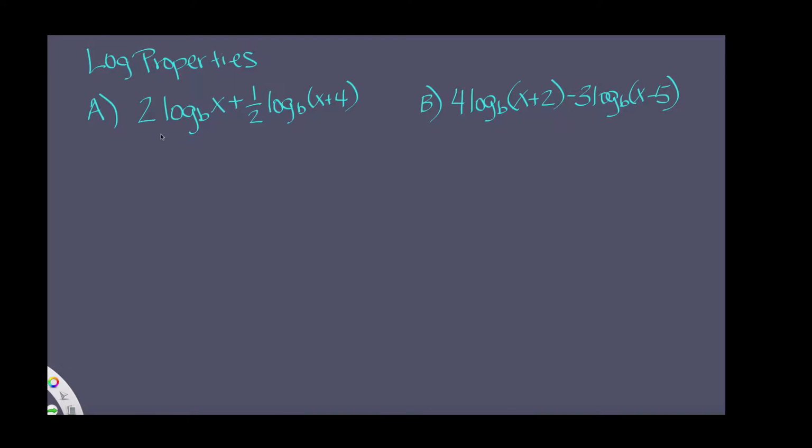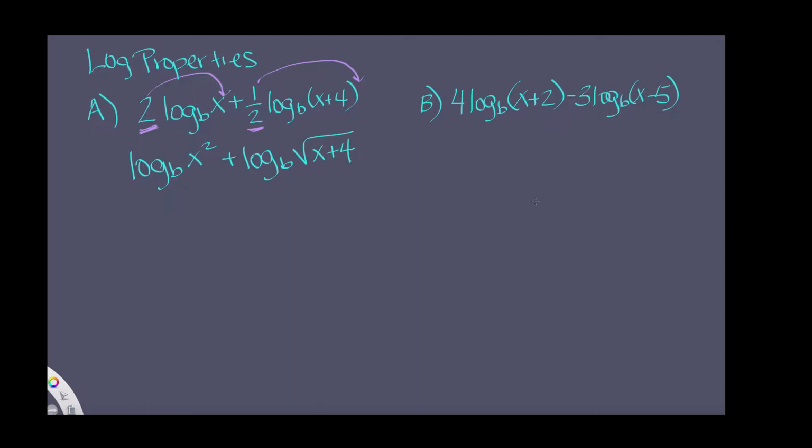Okay, so if you remember, let me change my color here. This guy, this 2, is really an exponent. Swings back out here to be an exponent. And this 1/2 is also an exponent. But instead of writing to the 1/2 power, usually we're going to write that as a square root. Right, so I'm going to rewrite this for right now, step 1, as the log base b of x squared plus log base b of the square root of x plus 4.